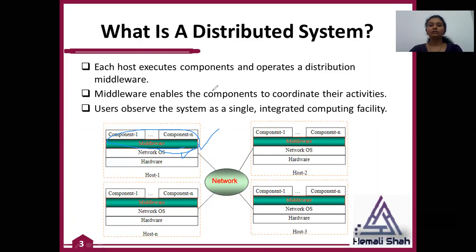Middleware enables the components to coordinate their activities. All the middleware software communicates with each other and delivers the actual task given to those particular components. The user observes the system as a single integrated computing facility. That means all the systems are connected and integrated such that it delivers like it is a single thing.